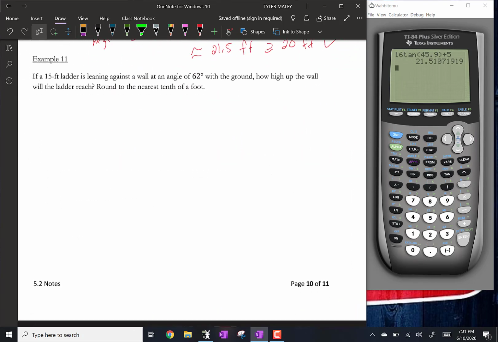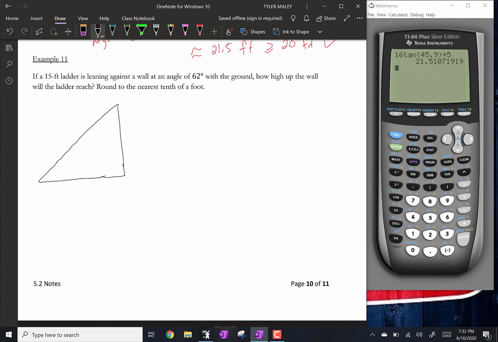So then next one is example 11. So what we have in this case is a 15-foot ladder leaning against a wall at an angle of 62 degrees with the ground. How high up the wall will the ladder reach, to the nearest tenth of a foot, right? So this one I think is maybe even a little easier to grasp, right? It's not as many details.